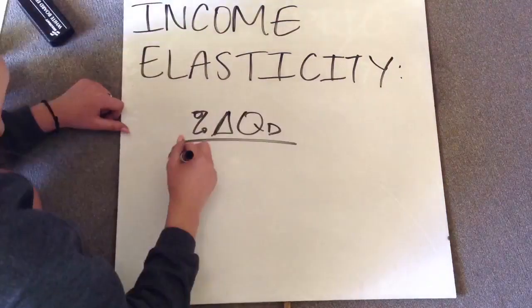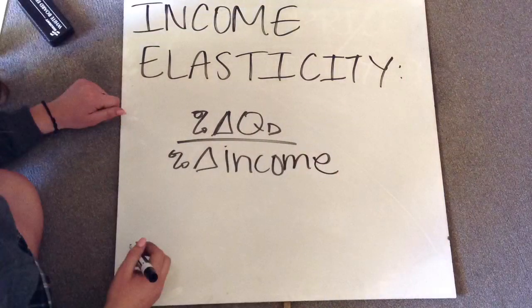Income elasticity is the percent change in quantity demanded divided by the percent change in income. This is used to determine whether a good is normal or inferior. If the answer is negative, the good is inferior. If the answer is positive, the good is normal.